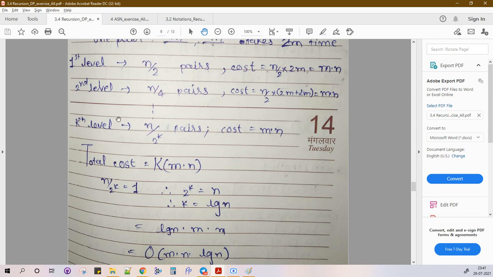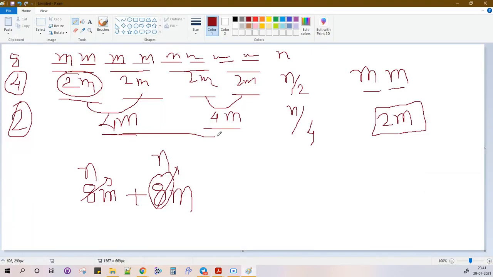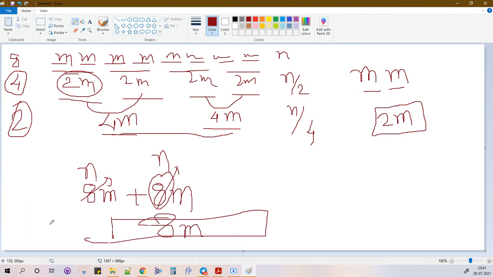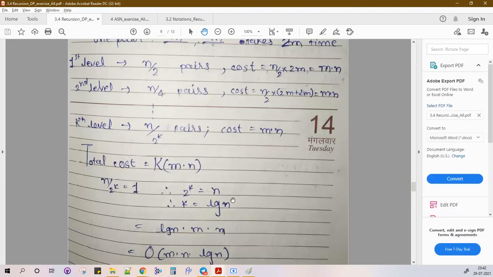So at the kth level it would be n divided by 2 raised to k pairs, and the cost would be m into n. And when will I stop? When I have just one pair. That means the array is sorted. If 4m and 4m is sorted, I have the array of 8m. So I will stop here. 8 divided by 2 raised to k is equal to 1, so 2 raised to k equals n. So k is log n.